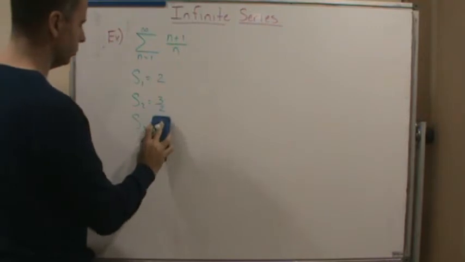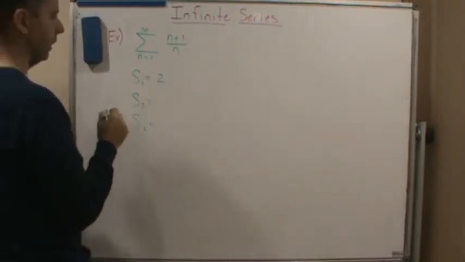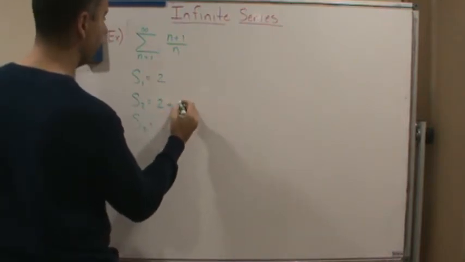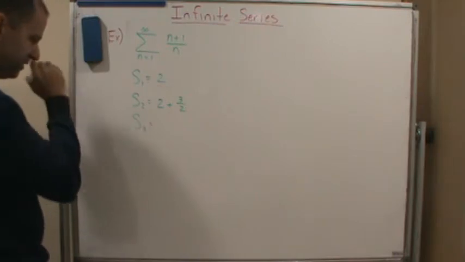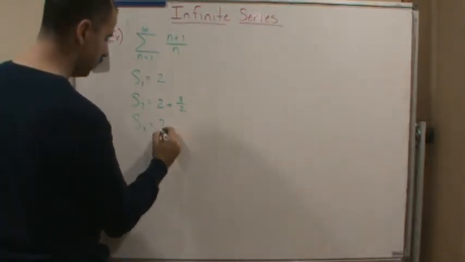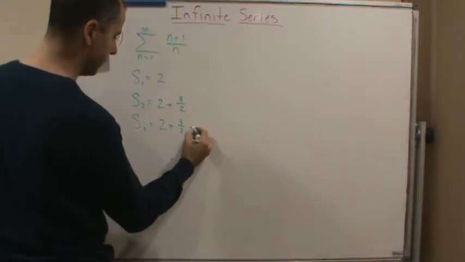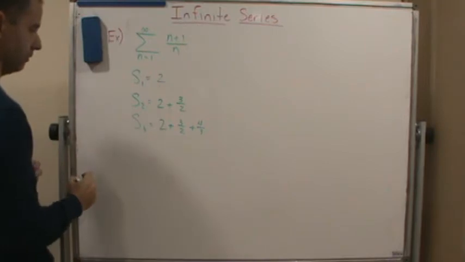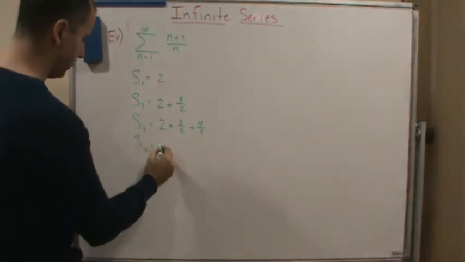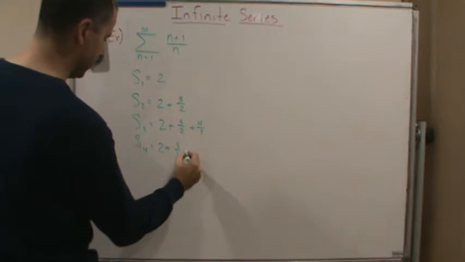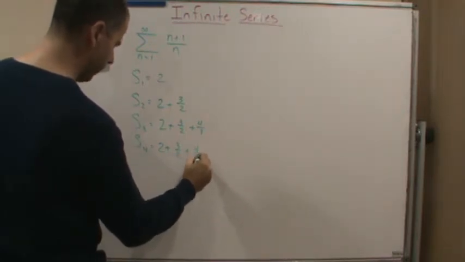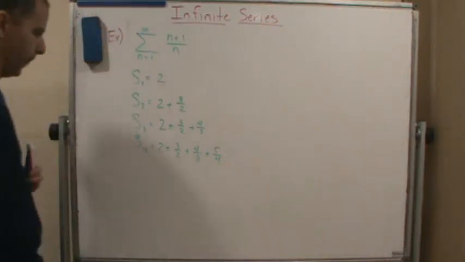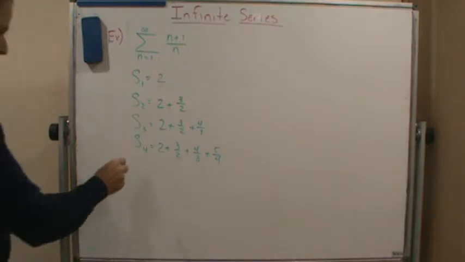Oh, hold on a second. I'm getting ahead of myself. S2 is 2 plus 3 halves. Good, that's what I wanted. And then you're going to have 2 plus 3 halves plus what? 4/3. And then S sub 4 is going to be 2 plus 3 halves plus 4/3 plus 5/4. Okay? And then let's do one more.